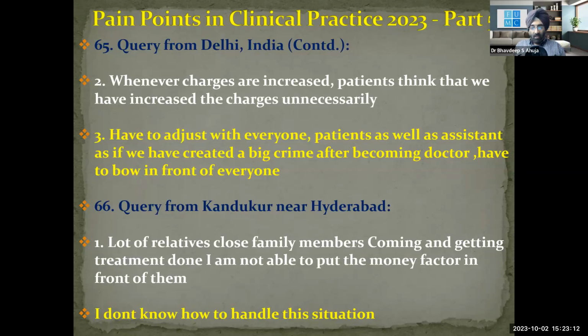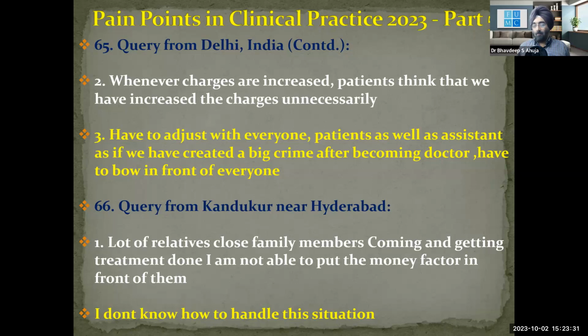Query from Kandukur near Hyderabad. A lot of relatives, close family members coming and getting treatment done. I'm not able to put the money factor in front of them. I don't know how to handle this situation. Set up a clinic policy. 10, 15, 20. 5 is a joke. Beyond 20 is a crime.